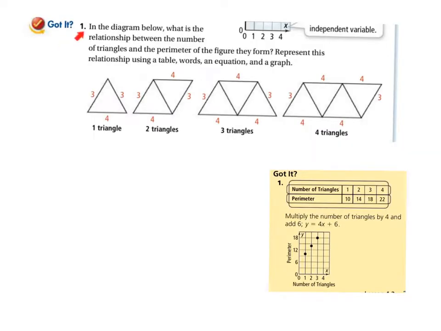So this time, in this diagram below, what is the relationship between the number of triangles and the perimeter of the figure they form? Represent this relationship using a table, words, an equation, and a graph. Notice, by the way, perimeter is just around the outside. This internal side is never part of a perimeter. Just like here and here, never part of the perimeter. This, not part of the perimeter. Just the outside of the figure each time is the perimeter.